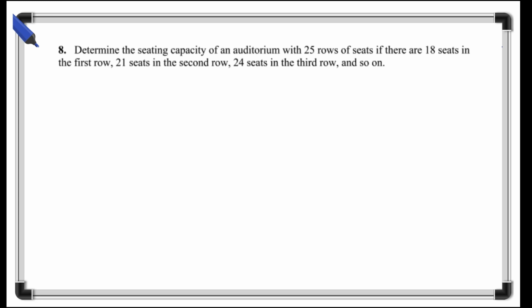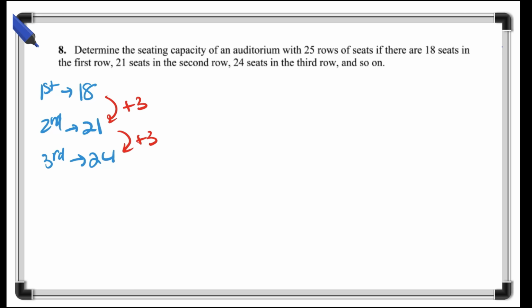Okay, here in number 8, we're going to figure out an auditorium problem. We have 25 rows of seats. If there are 18 seats in the first row, so we have 18 in the first row, in the second row you have 21, in the third row you have 24, and so on. So that means I am adding 3 seats per row every time.